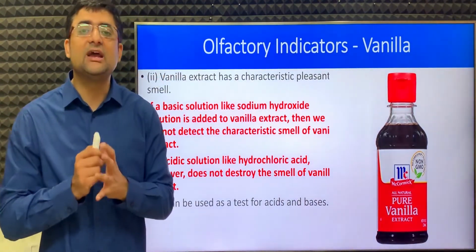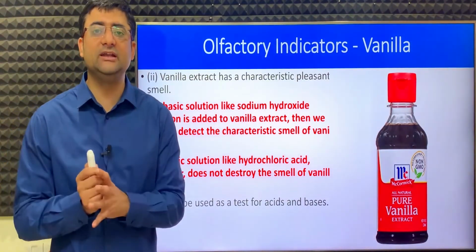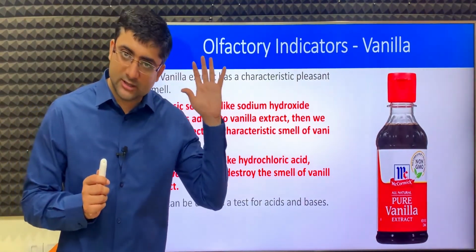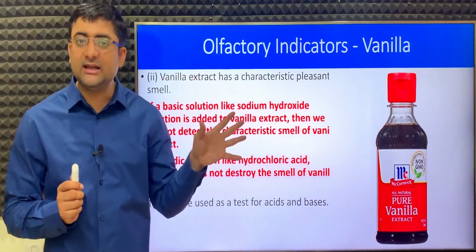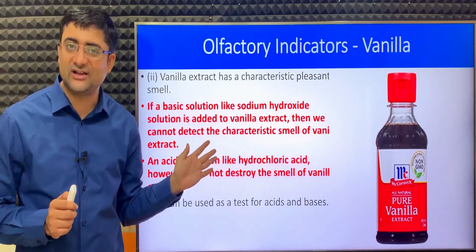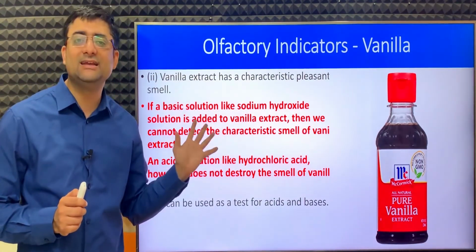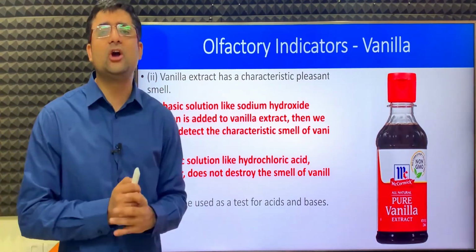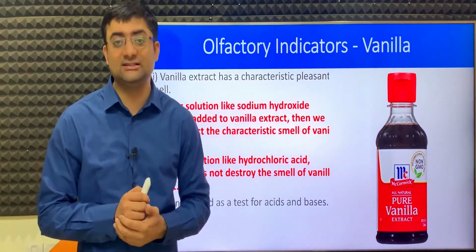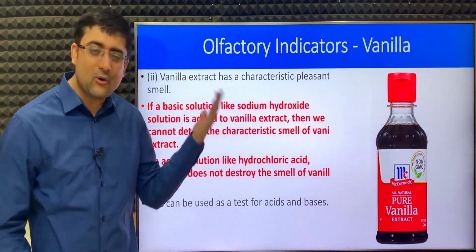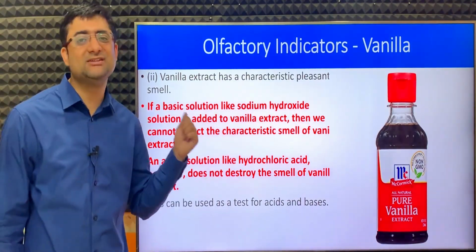Is this clear? So guys, with this we complete our topic of indicators. So we have learnt about natural indicators, then we saw synthetic indicators, and finally we saw olfactory indicators. So I hope all these indicators are clear, and the most commonly used indicator in labs, guys, is litmus. Is this clear? So I hope all these points, indicators and concepts are clear.